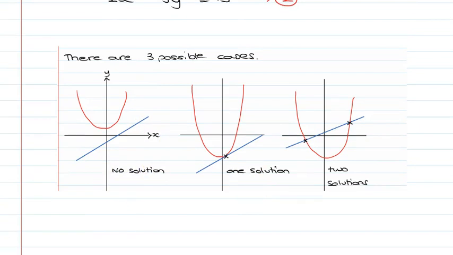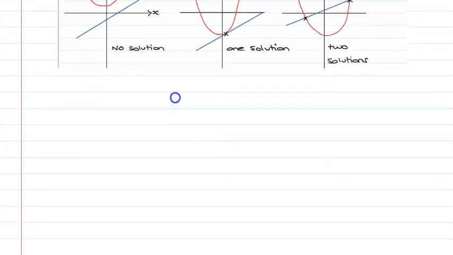There is also a possibility that there's only one solution. The line only cuts like a tangent on one point on the curve. Or there could be two solutions where the line goes through the quadratic twice. So let's have a look what we've got with this one.